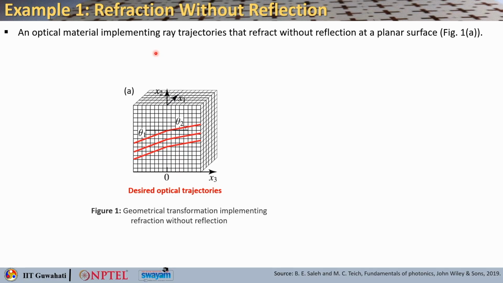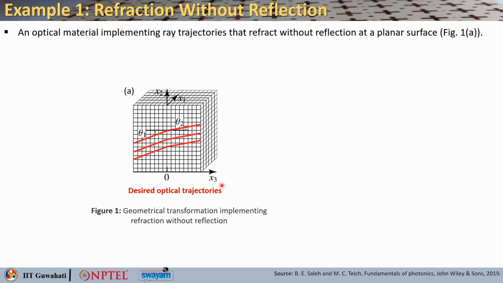So, the first example we will be handling today is refraction without reflection. You know that in the normal scenario, whenever there is refraction, there is some light that is also reflected, right. In this particular case, we will see how you can develop a material artificially that can give you refraction without any reflection. So, in this case, the desired optical trajectory is something like this. This is an optical material that implements these ray trajectories, which show you that there is refraction without any reflection at a planar surface.